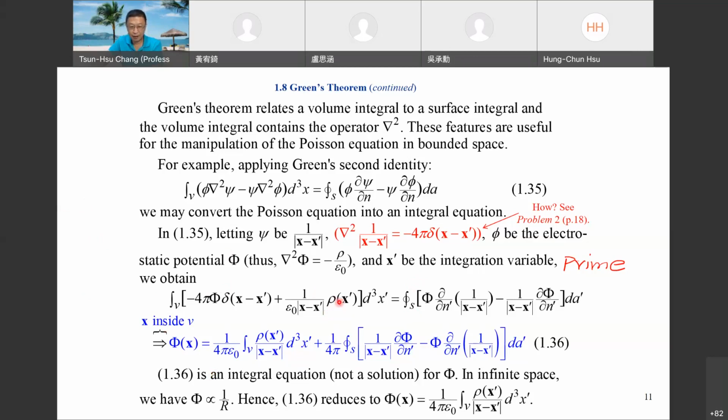Okay, so what will happen? This one will give us a change to only the condition x equals x prime. Only when x equals x prime, we have a value. So you can rewrite it into phi of x. And then the other terms can move to the right-hand side, and minus divided by 4 pi, the minus sign becomes here. And this one is here.